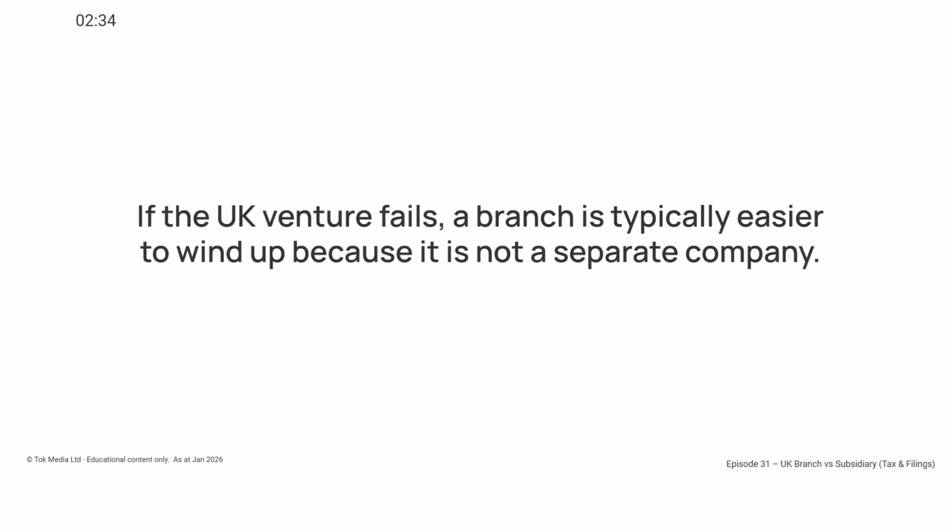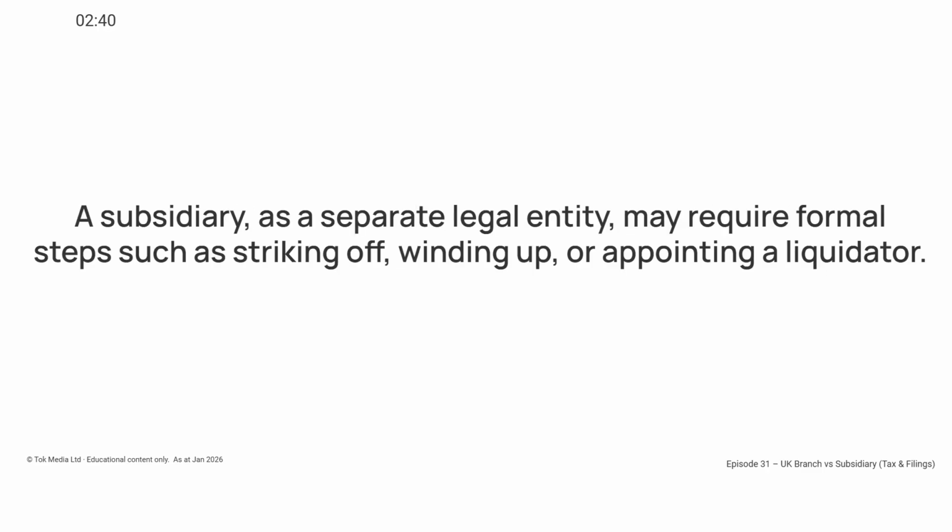If the UK venture fails, a branch is typically easier to wind up because it is not a separate company. A subsidiary, as a separate legal entity, may require formal steps such as striking off, winding up, or appointing a liquidator. The tax scope differs.